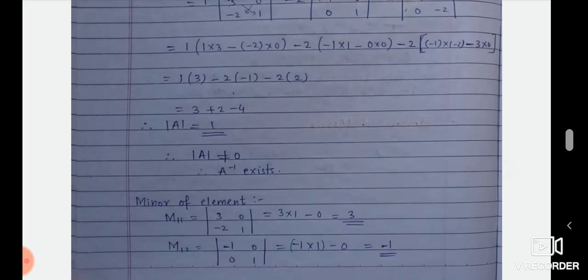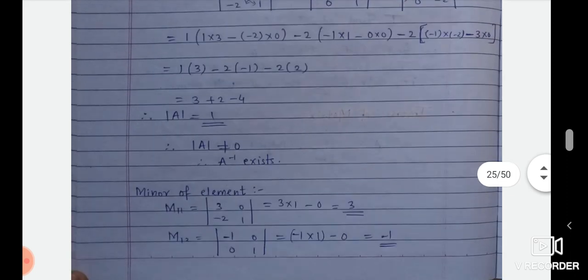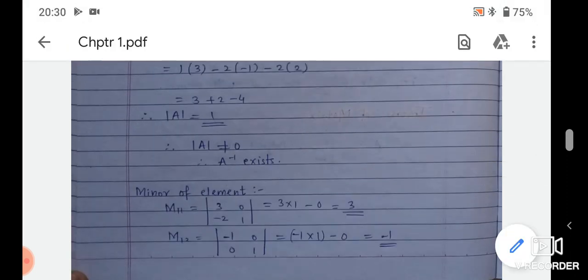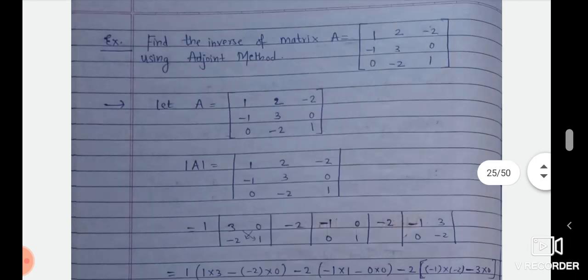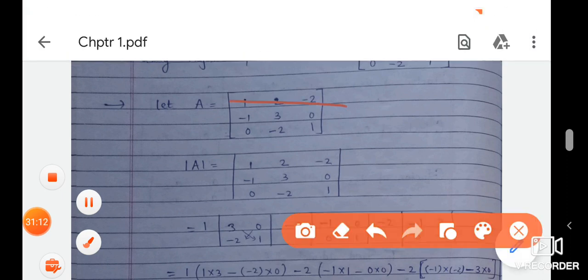Now to find A inverse, we need to find the adjoint of the matrix, but before that we need to find minors, then cofactors, then adjoint. So let us start with the minors of the elements. M11 means what? Delete the first row, first column. So take the determinant of this part.